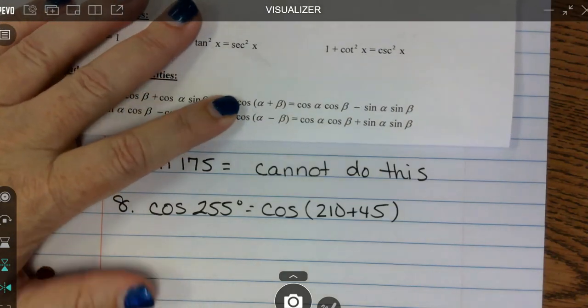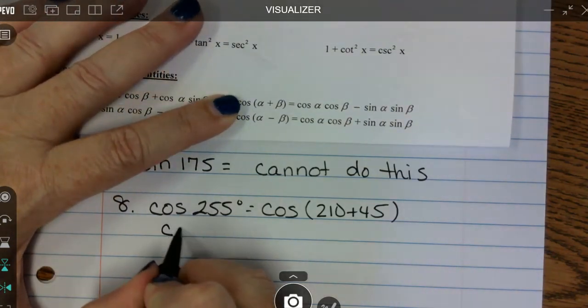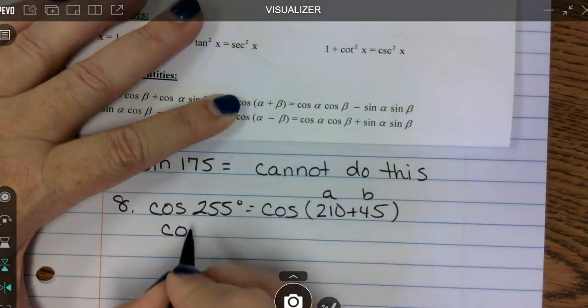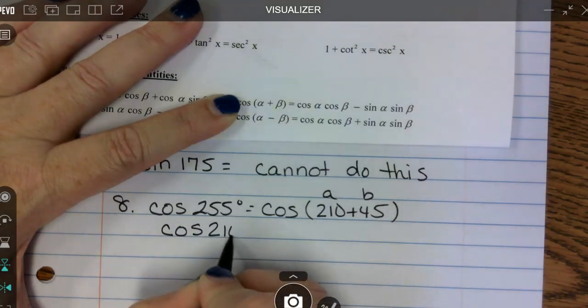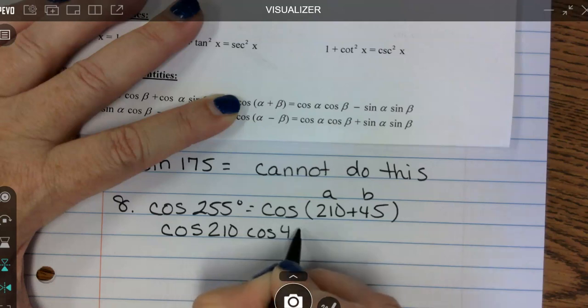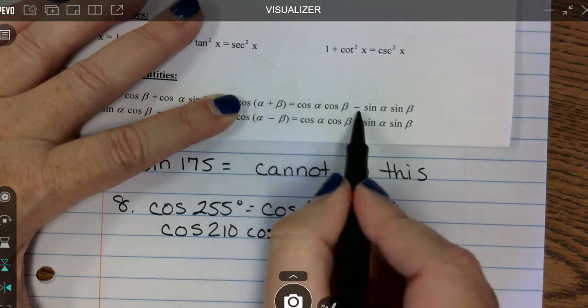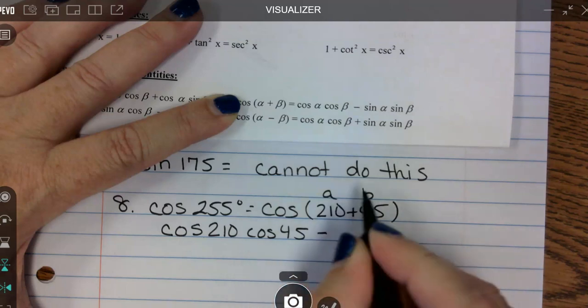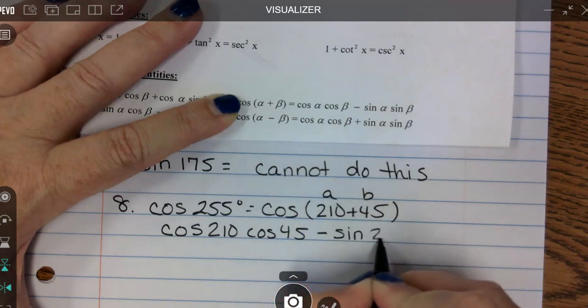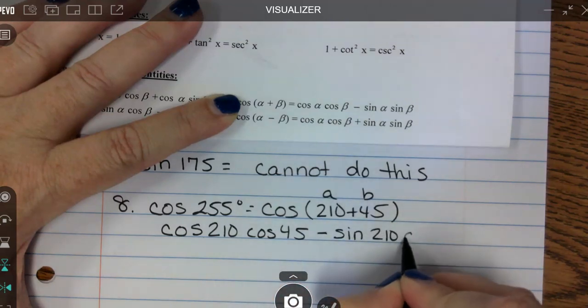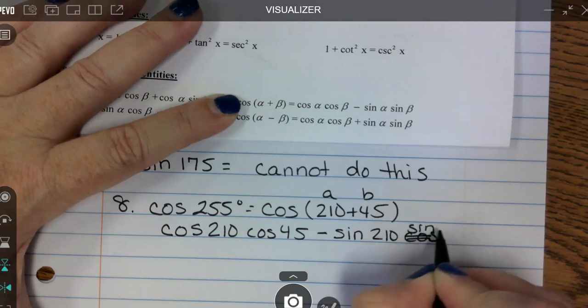We're going to use the very top one. So cosine, again, A and B. Cosine of 210, cosine of 45. It's a plus here, but notice what's right there. Minus sine of 210. And sine, oopsies, that should be a sine of 45.